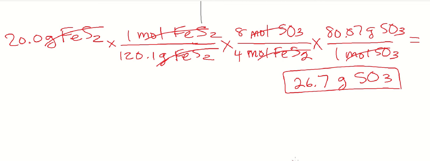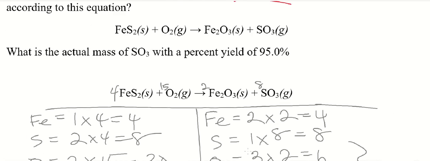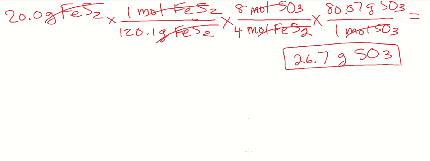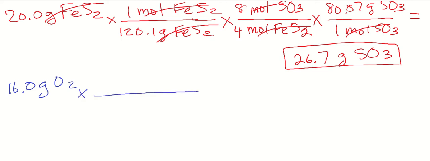Now we've got to figure out how much we can get if we started with 16 grams of oxygen. So I'll use blue here for this one. All right, so 16 grams of O2. We'll do the same thing, just start with a different reactant. All right, students, what's the first step? If you're not given moles, it's to convert to moles.